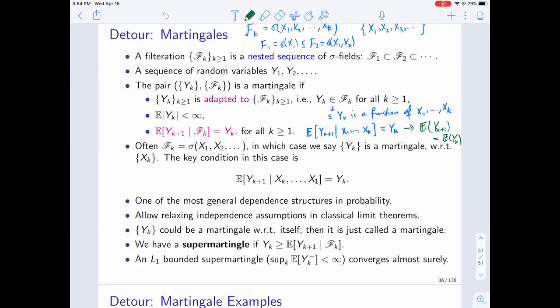Right, but this is, let's say, a weak consequence. The Martingale property is much stronger. Okay, other questions?